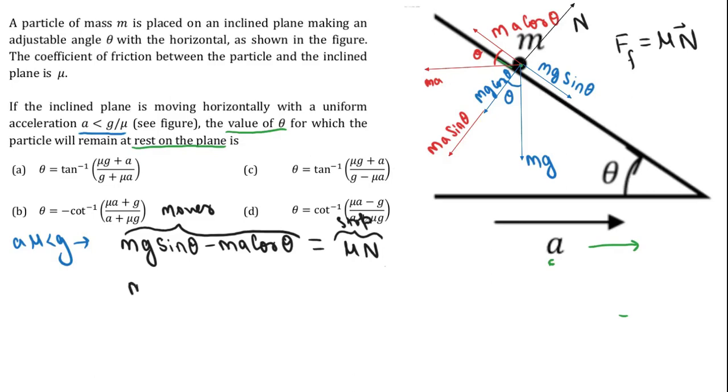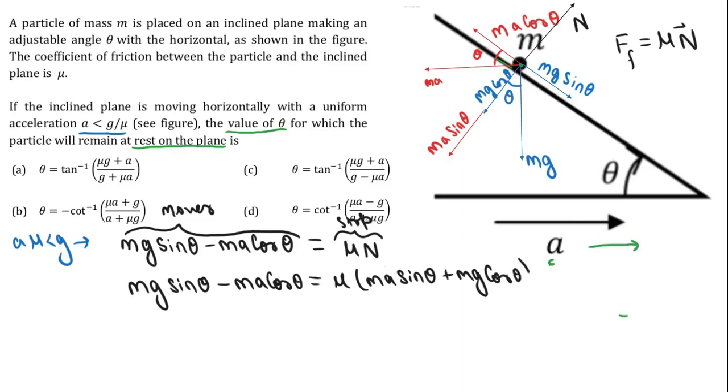So now it's pretty simple. We just need to follow some algebra. mg sin theta minus ma cos theta is equal to mu times N, which is mu times (ma sin theta plus mg cos theta). So this gives us, the m cancels off first, and then we'll take out the common sin theta and cos theta, which gives me sin theta times (g minus mu a) equals cos theta times (mu g plus a).